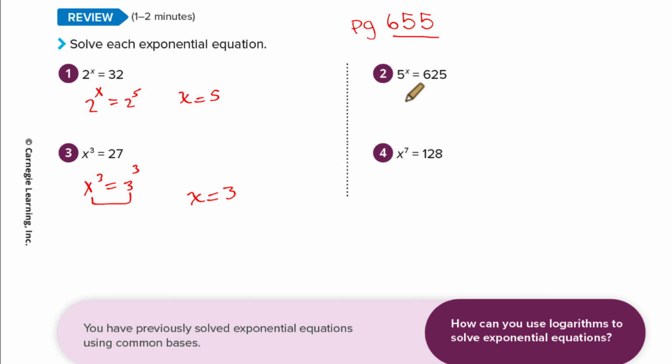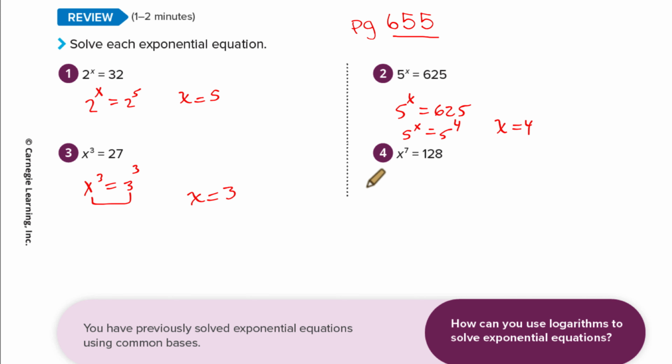What do we have here? Well, this is 5 to some power equals 625. Well, 5 times 5 is 25, times 5 is 125, times 5, that must be a 4. So 5 to the x, we're going to say, equals 5 to the 4th power. Therefore, we know that x equals 4.